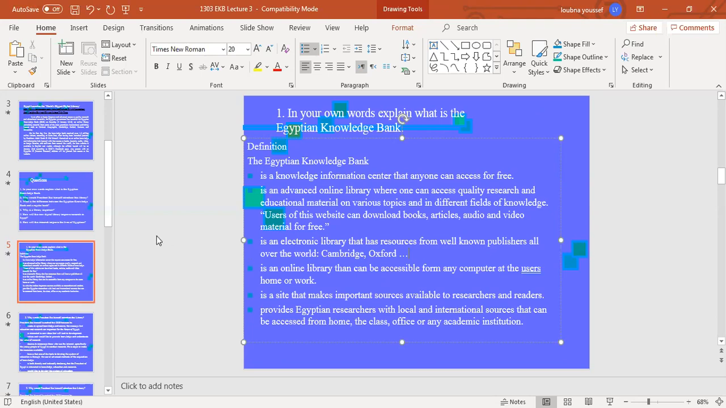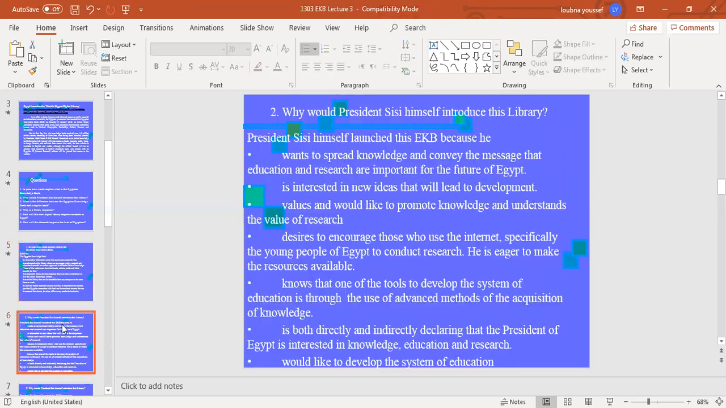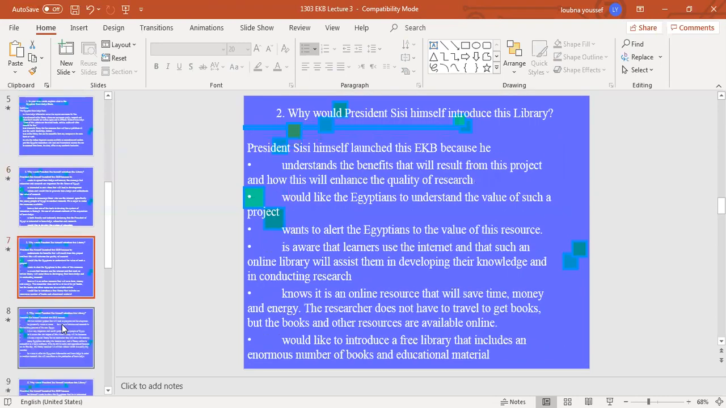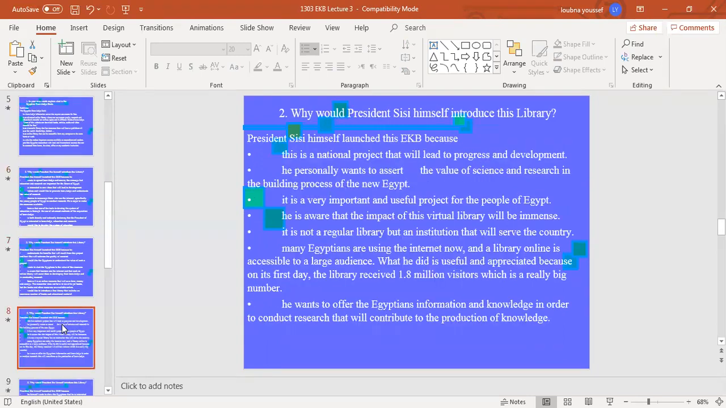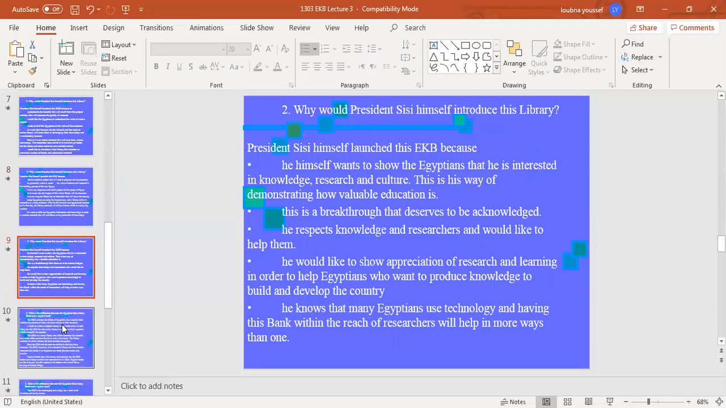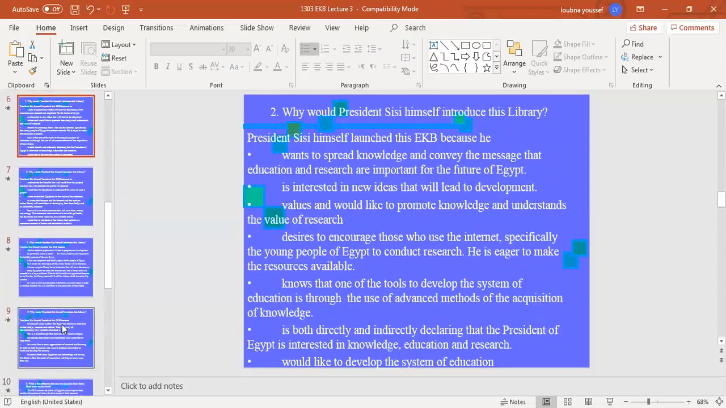Now, this is question number one. Now, question number two: why would President El-Sisi himself introduce this library? This is the first slide, this is the second slide, and this is the third slide, to tell you that there are 4 slides that introduce the different answers of the different students about this question.